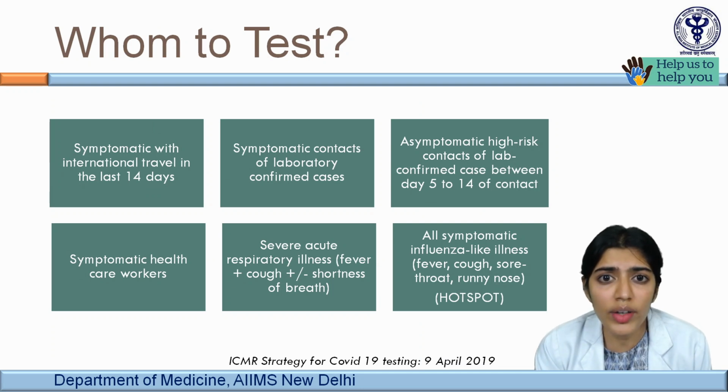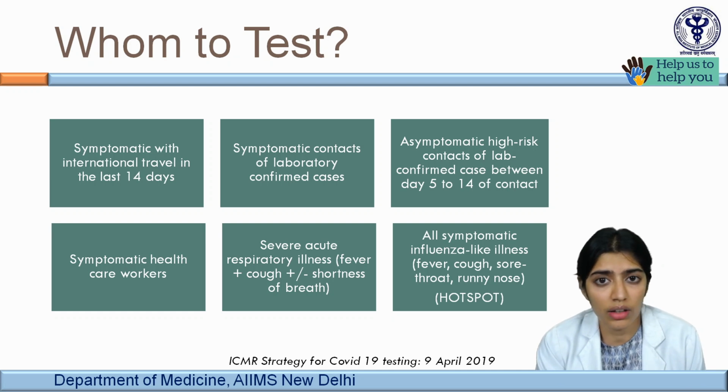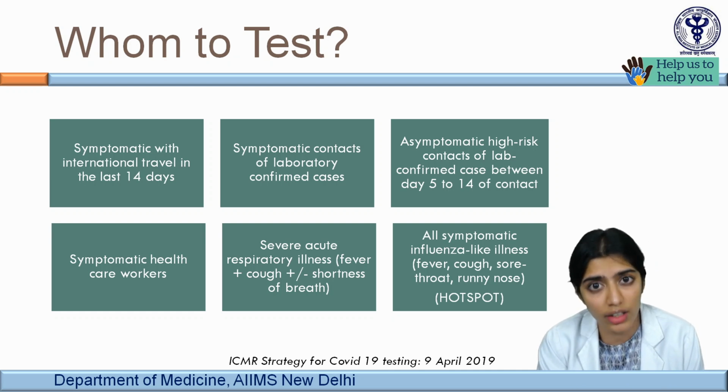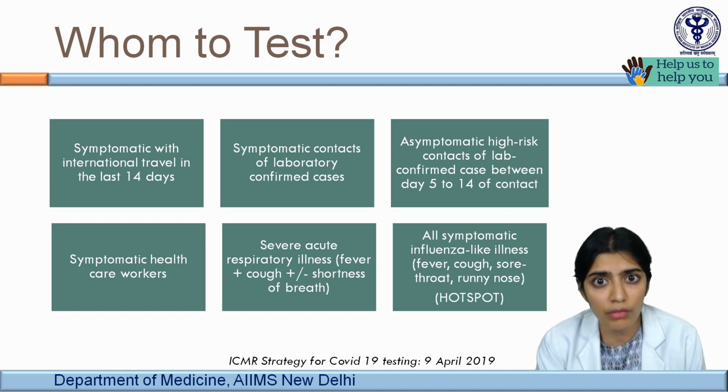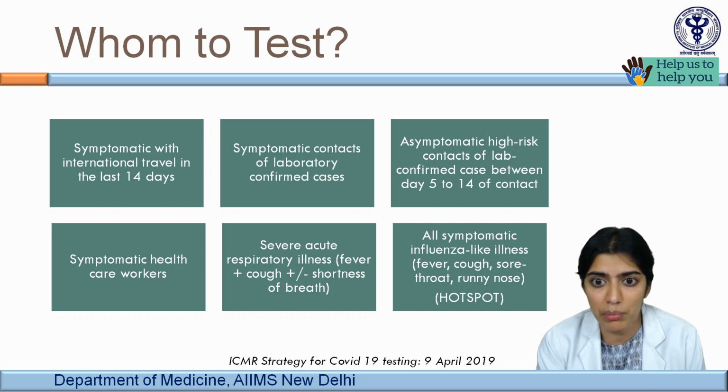So finally, who do we test for COVID-19? You ask the person their travel history and their contact history. If they say that they have had international travel in the last 14 days, and they are symptomatic, then we must test them. If they say that they have had contact with a COVID-19 patient, then we must test them whether they are symptomatic or asymptomatic. If they are asymptomatic, then we have to test them between day 5 and 14 of illness. Any healthcare worker who comes to you with symptoms, test them immediately.